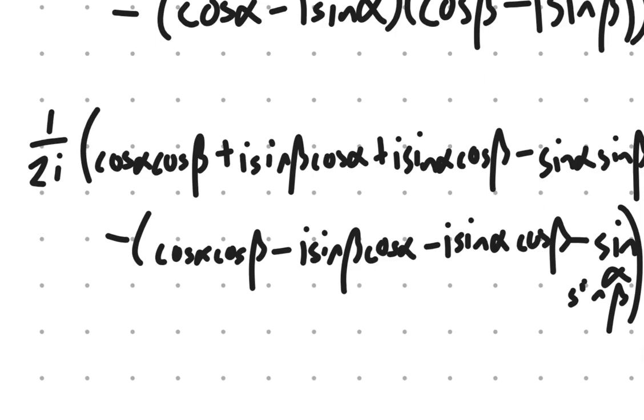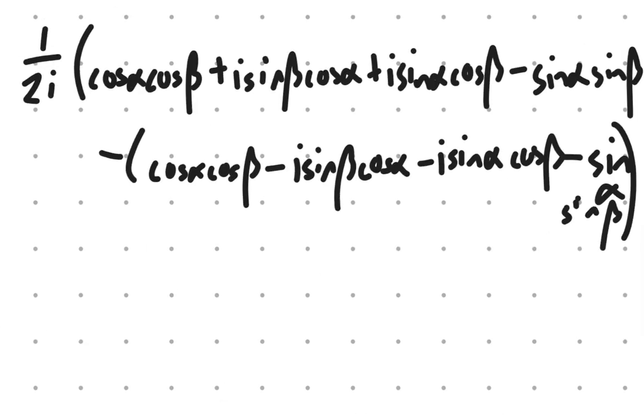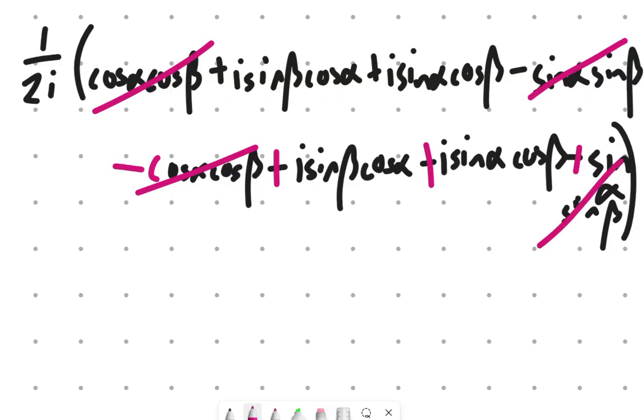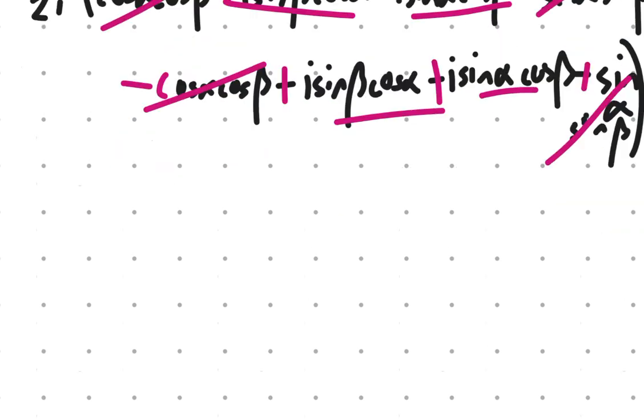Sorry that it's just messy like this. And then we can simplify. So if the minus is in front, it's going to be minus cosine alpha, plus i sine beta cosine alpha, plus i sine alpha cosine beta, and plus sine alpha sine beta. So the cosine alpha cosine beta will cancel out, and the sine alpha sine beta will also cancel out. And then we have those two, so we're just going to add them up.